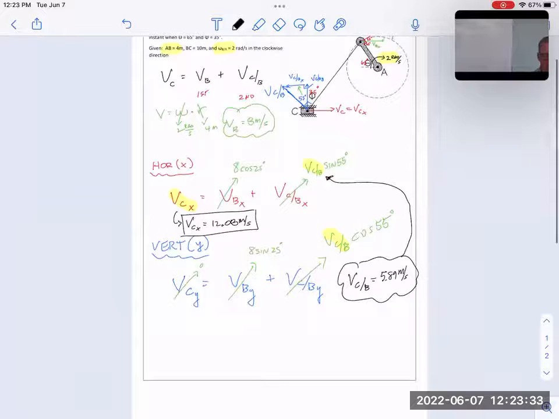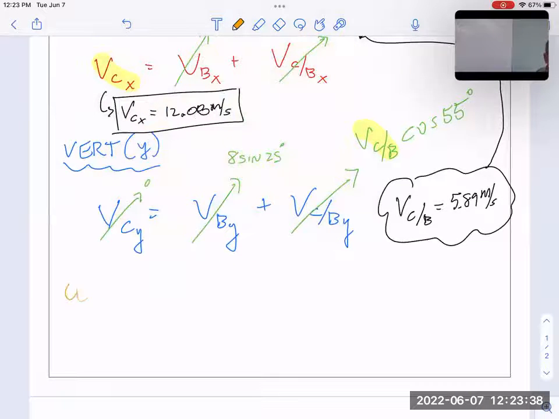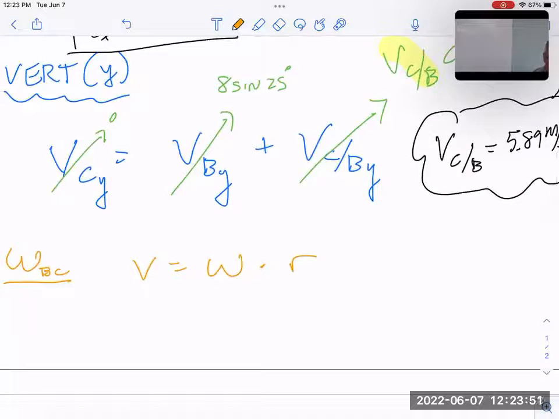So what's the angular velocity of BC? Let's go ahead and write that out down here. The angular velocity of BC. How do we find that? Well, we said before that velocity is equal to angular velocity times radius. But if we want BC, then we got to talk about how C is rotating around B, and this then would have to be the radius of CB that we're talking about. And then this would be the velocity of C, the linear velocity of C.